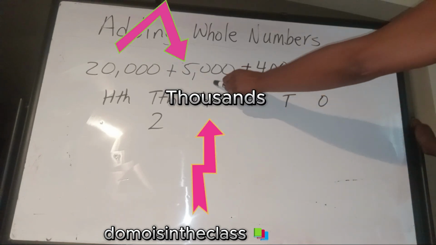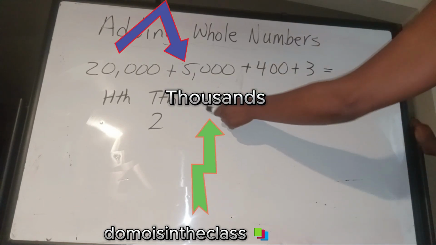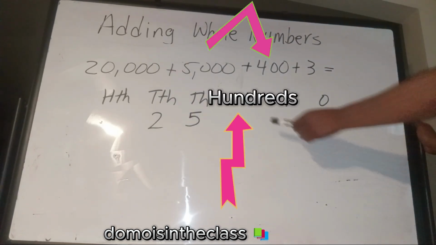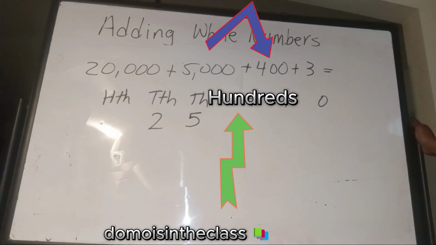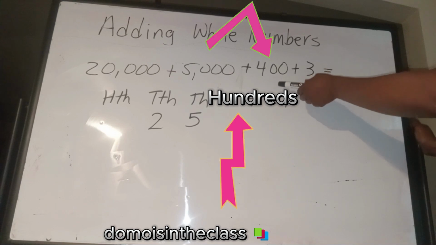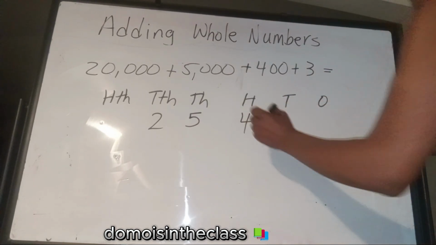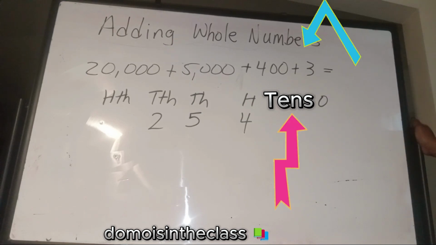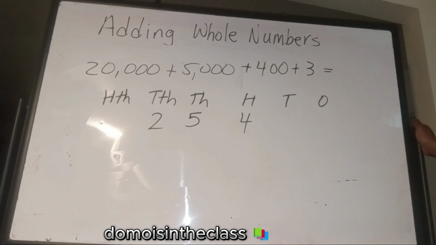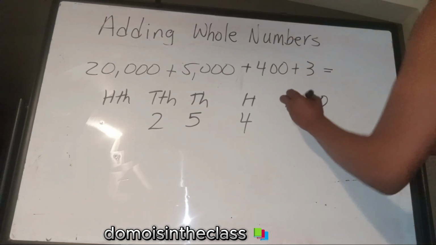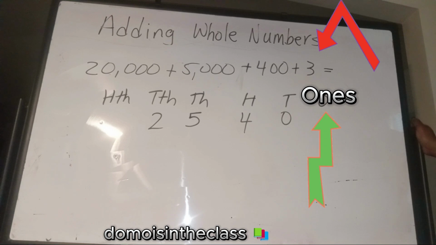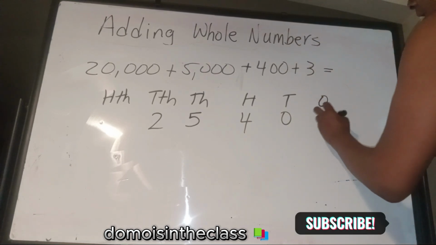Now, we have 5,000, right? And this is 1,000. So we just put a what? 5. Exactly. And we have hundreds. Do we have any hundreds? No. Yeah, 4. Please look first before answering. Do we have any tens? Yes, we have 3. No, we don't. Please look before answering. Do we have any ones? Yes, we have 3. All right.